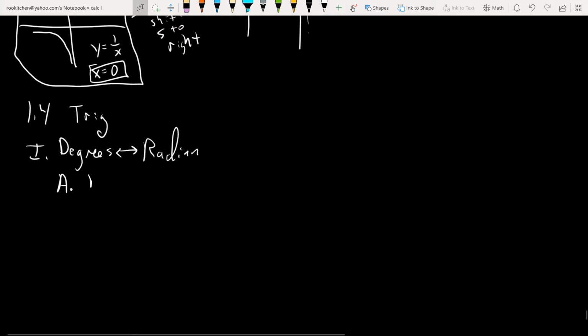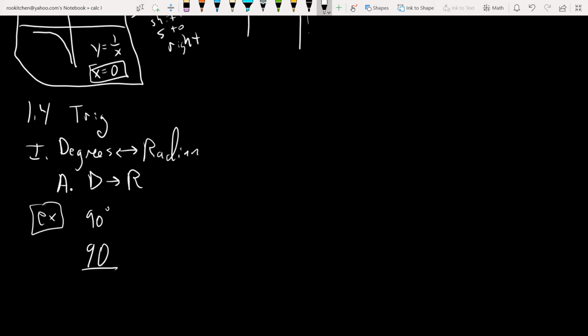First, going from degrees to radians. An example, 90 degrees. You want to multiply by a unit conversion factor. So 90 over 1 times, you want degrees in the denominator. There are 180 degrees in pi radians. Then you just multiply it out. 90 over 180 is 1 over 2, so you end up with pi over 2.